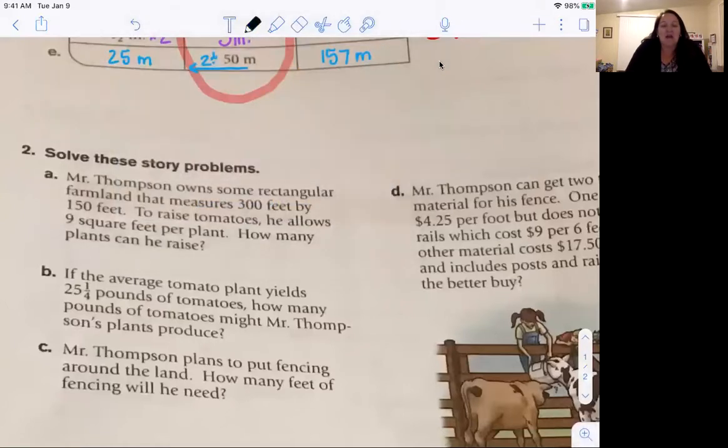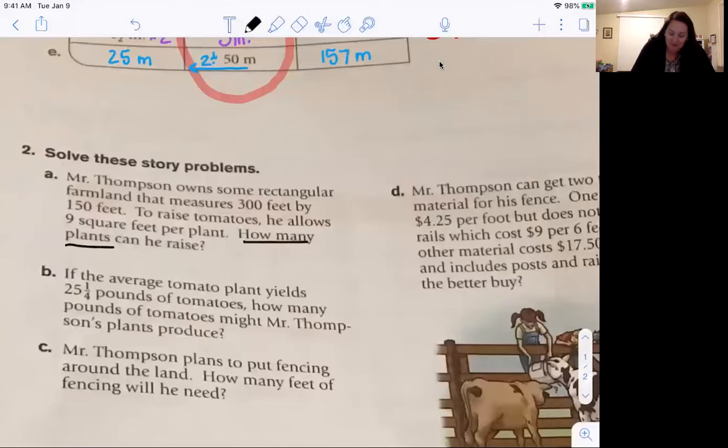Okay, letter A. Mr. Thompson owns some rectangular farmland. Ooh, that's important, but we'll come back to that. That measures 300 feet by 150 feet. To raise tomatoes, he allows 9 square feet per plant. How many plants can he raise? That's my question. How many plants can he raise?